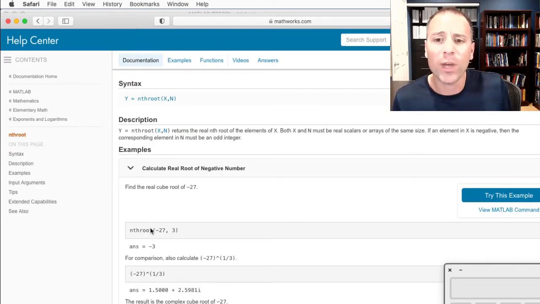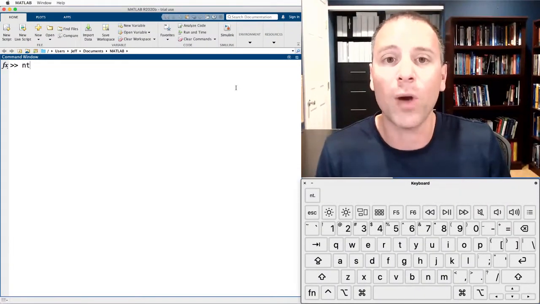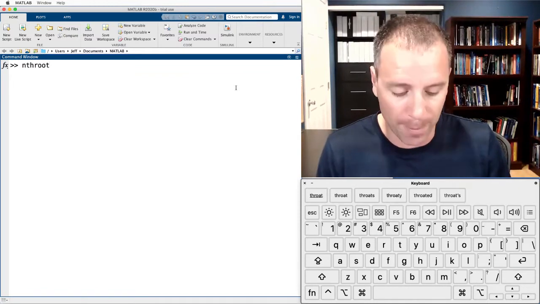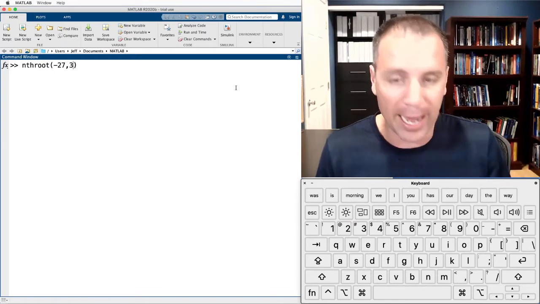Here we see that we have an example of what this looks like. So if I take the nth root of negative 27, where the value of n is 3, MATLAB should output the answer, the output of that function call is negative 3. Let's go ahead and test that on our computer. So nth root function, then I'm going to open and close parentheses. We tried negative 27 and 3.